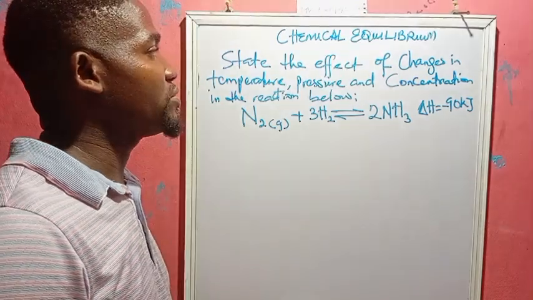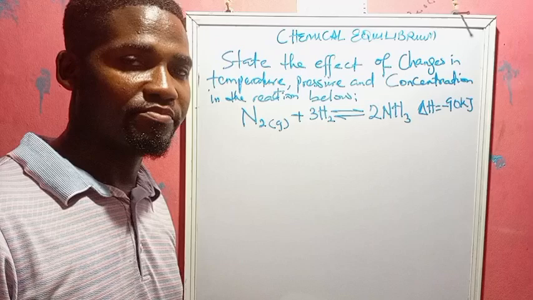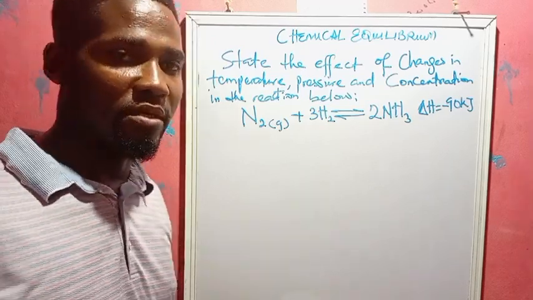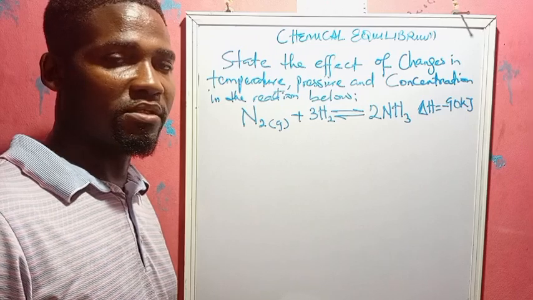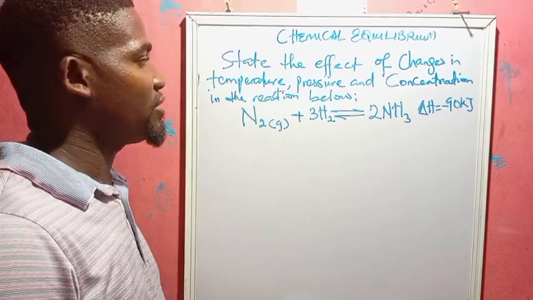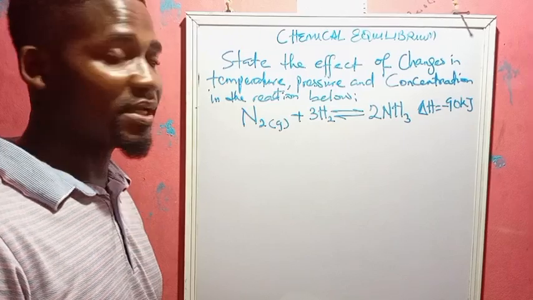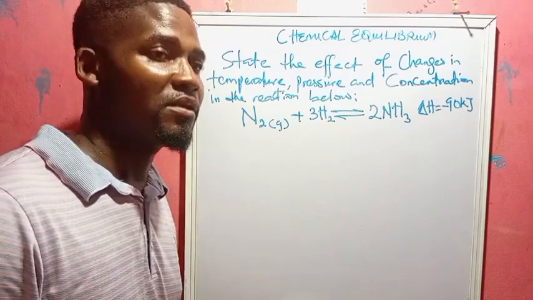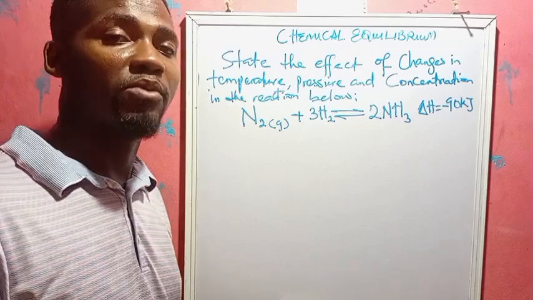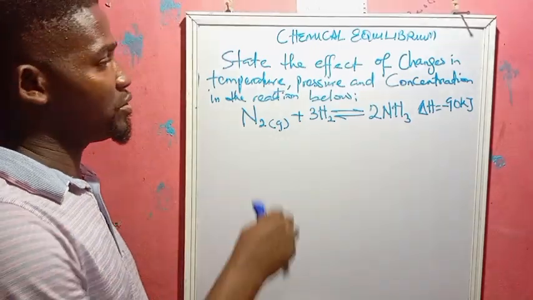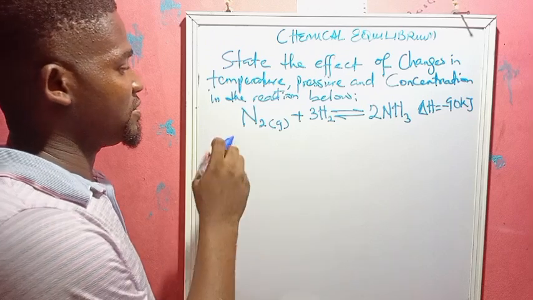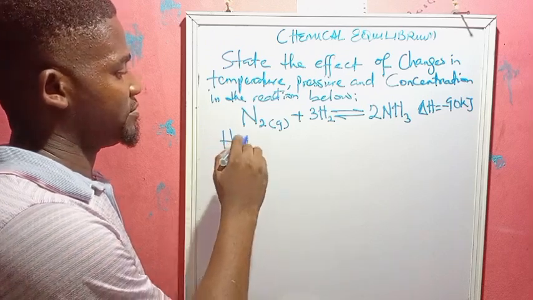In this class, we are going to discuss chemical equilibrium. One of the scientists that worked on equilibrium is Le Chatelier, where he discussed the effect of changes in pressure, temperature, concentration, and also catalyst, although catalyst has no effect on the equilibrium constant. But he discussed the effects of these changes on the equilibrium position. So we're going to discuss that using this equation. This equation is the Haber process involving formation of ammonia.